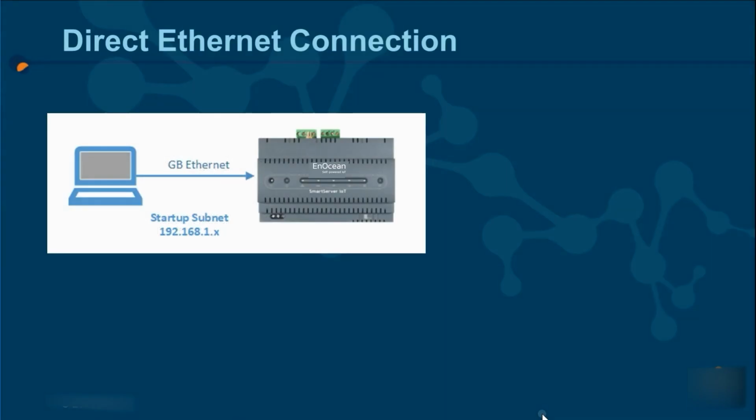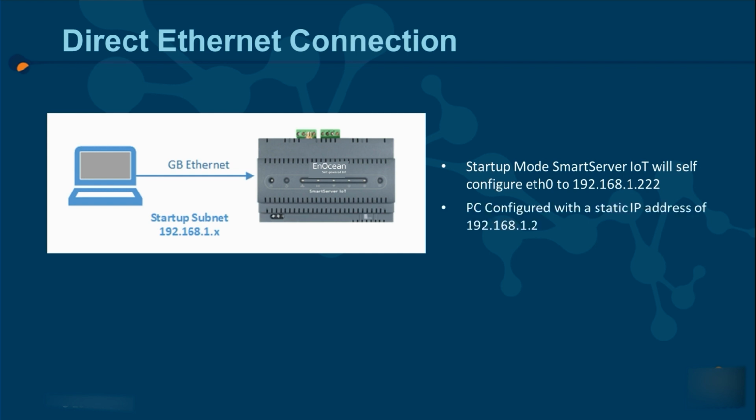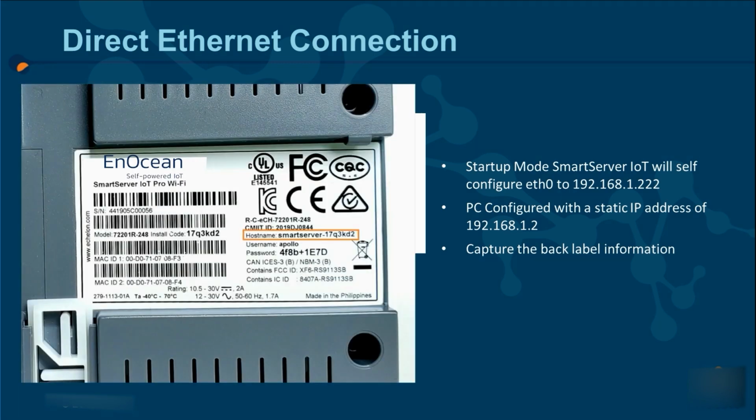This video was recorded with the PC and the SmartServer directly connected to ETH0. With no DHCP server present, the SmartServer will self-configure to a 192.168.1.222 static address. To communicate, the PC must be on the same subnet with a unique address. Regardless of how the address is assigned, the back of the SmartServer gives us information about the host name that's been assigned to the SmartServer as well as the login credential for the Apollo user.